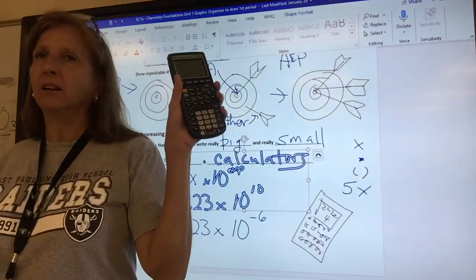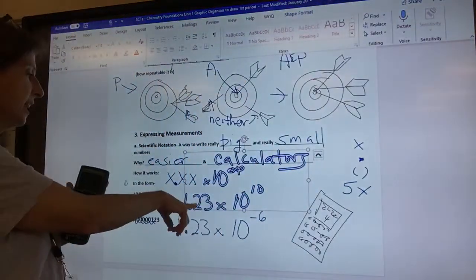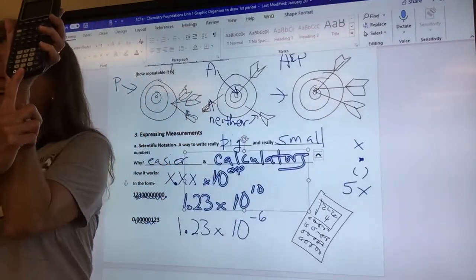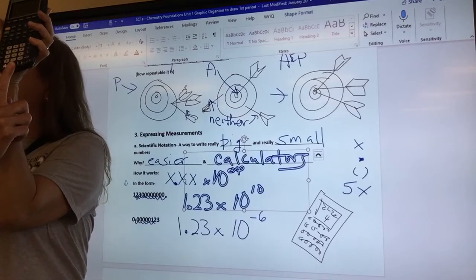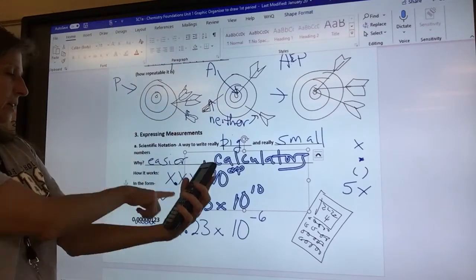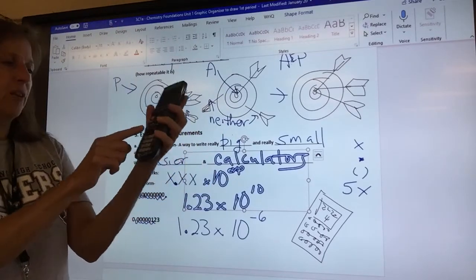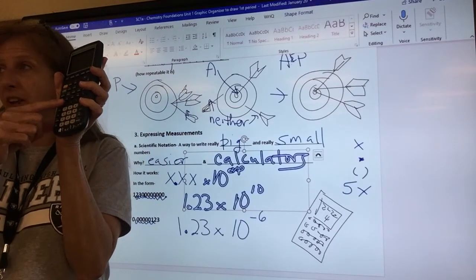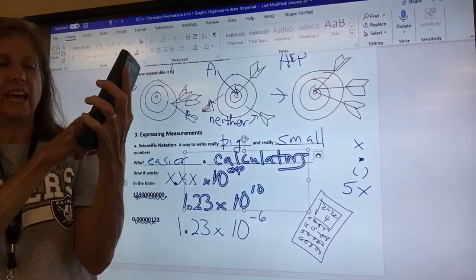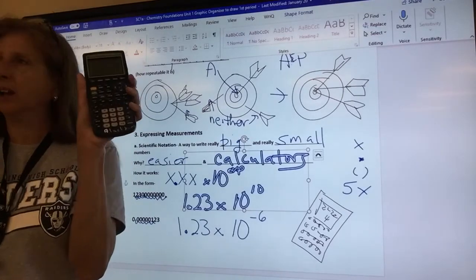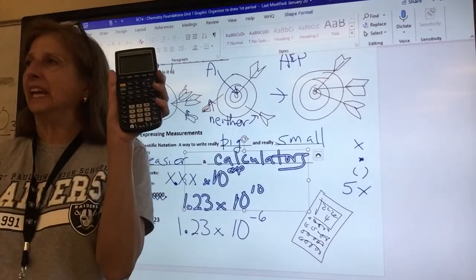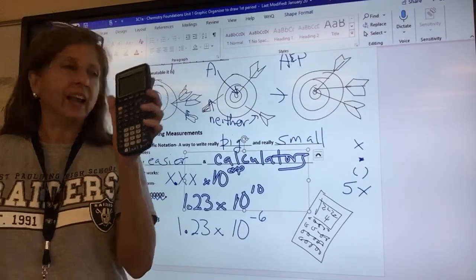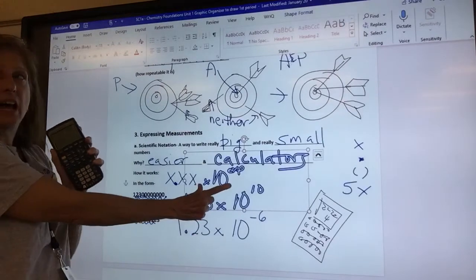Everybody found your button? Okay, so we're going to put in this number. It's 1, my decimal point's right down here. You need to find your decimal point. 1.23. Now for this one, because the EE is painted on the calculator, I push second comma. And it gives me a little E, a little letter E. Did you get a little letter E? That letter E stands for times 10.